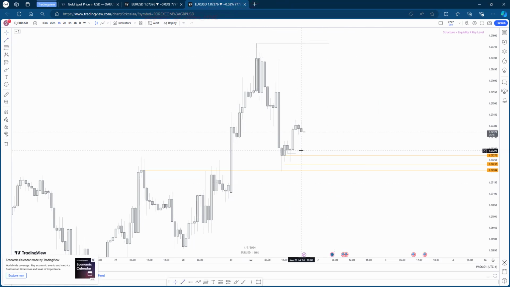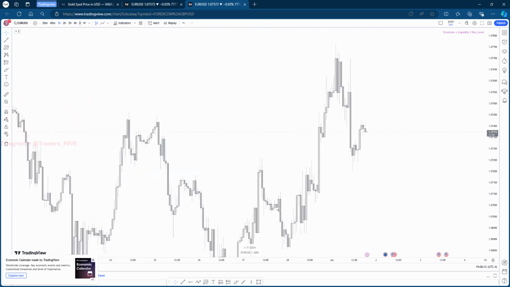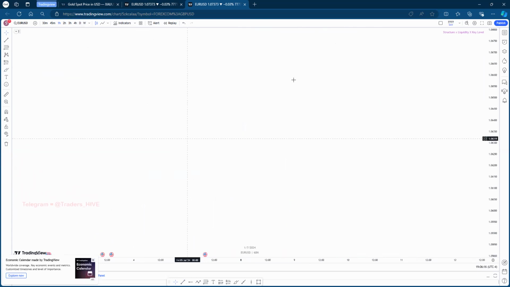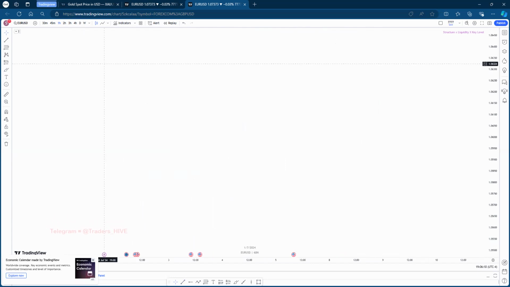So when you talk about building bias, it necessarily doesn't mean that it has to be a top-down analysis and all of those things, right? Maybe you have to do from monthly down to daily, down to 4 hours, all of those things. No, many a time all you just have to do is find out what a particular structure is saying. So let's say, for example, price has swept liquidity, broken structure.